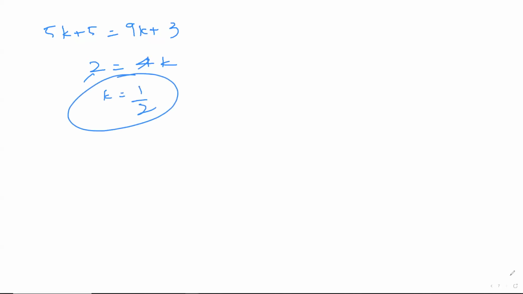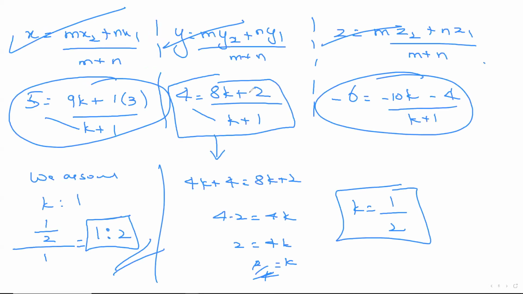5K plus 5 equals 9K plus 3. Bring all the numbers to one side. 5 minus 3 is equal to 2, 9 minus 5K is 4K. See, did I tell you? K is equal to 1 by 2. You take any of them. So basically, I wasted time here so that I taught you. But I used only one of these things.